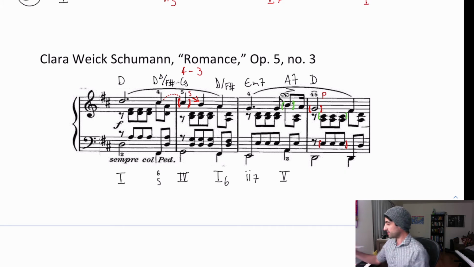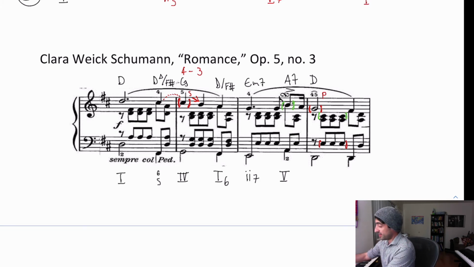There's a couple of others that we haven't studied. We're gonna call this an appoggiatura, and we're gonna call this a retardation, but we're gonna study those later in class. That's why they're in green. And then the passing tone on that G, we already know that one.